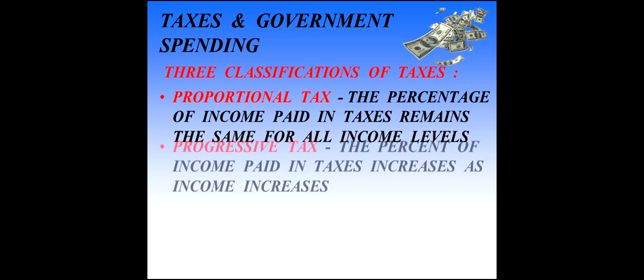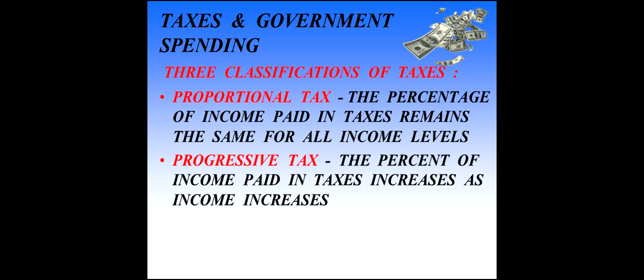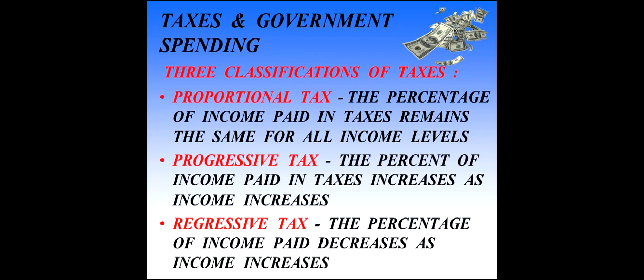The second type of classification is a progressive tax. In this case, the percentage of your income that you pay in the tax increases as your income increases. And the classic example of a progressive tax is the United States federal income tax. The more money you earn, the more you'll pay in taxes. The third type or classification of tax is called a regressive tax. In this case, the percentage of your income that you pay in this tax decreases as your income increases.